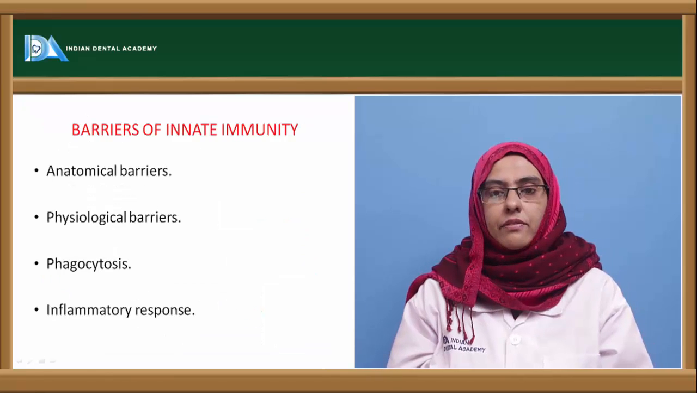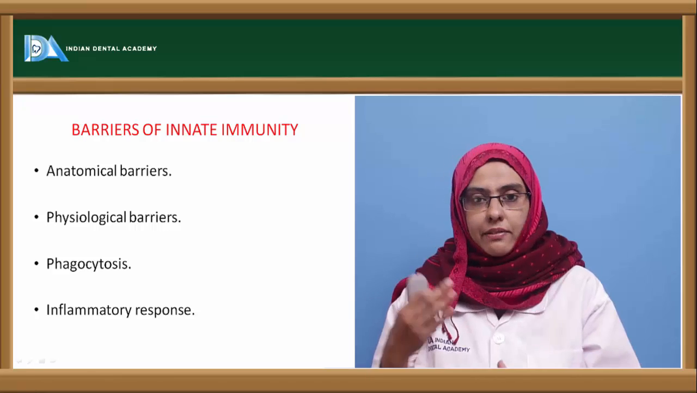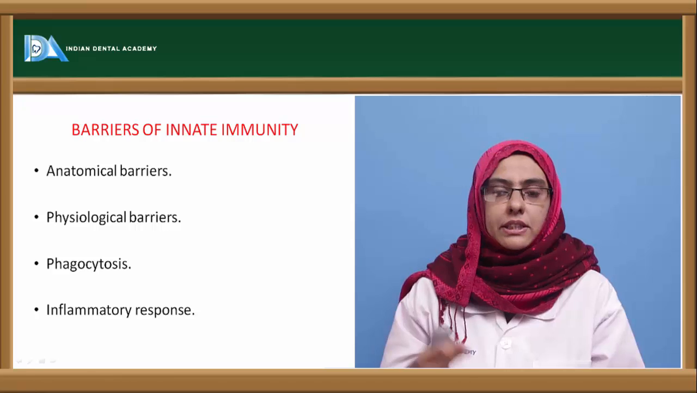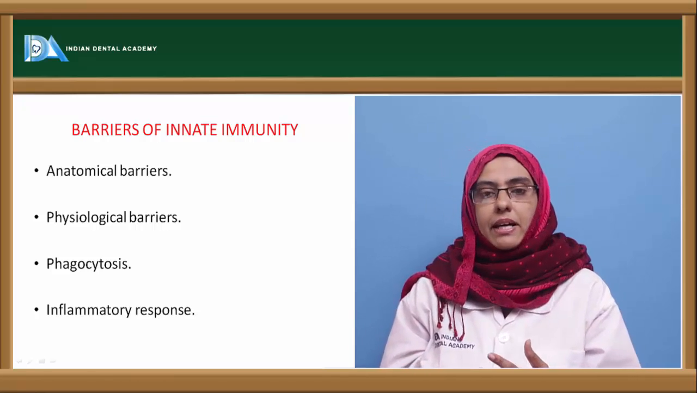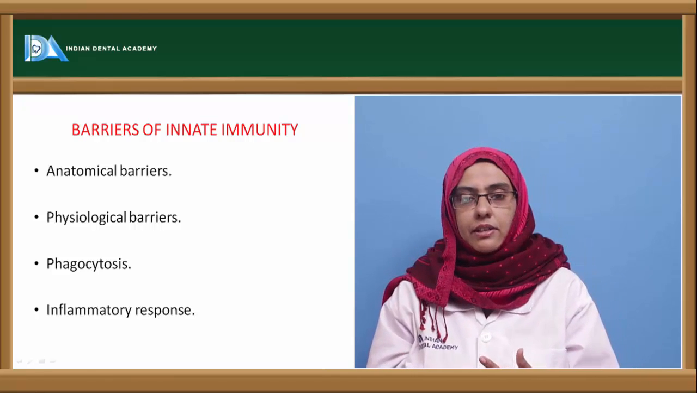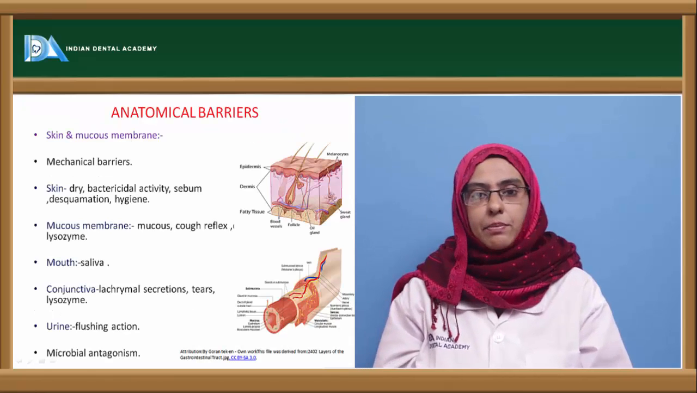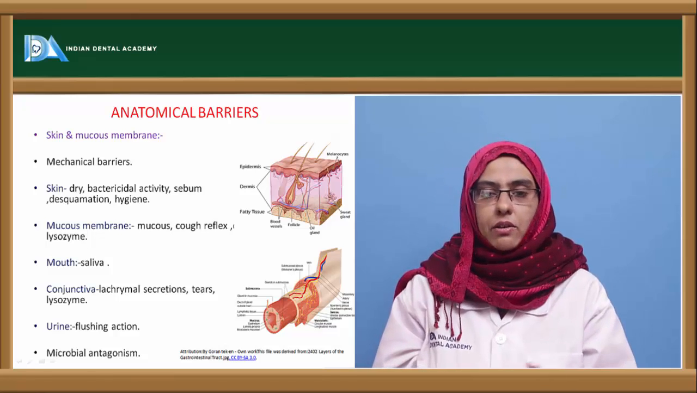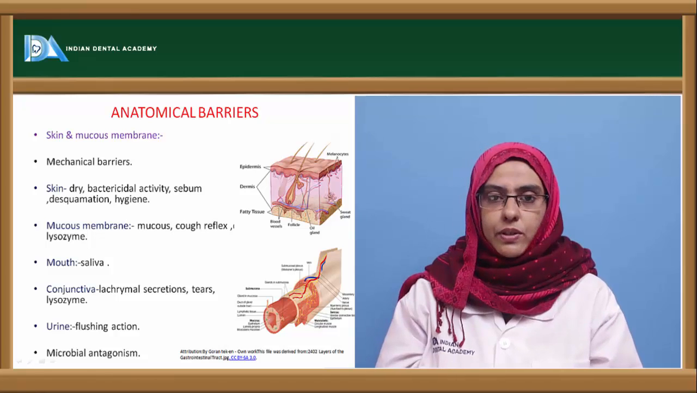Next we have the barriers of the innate immune system. The barriers of the innate immune system are divided into four that prevent the entry of organisms and prevent diseases in the human body. One is the anatomical barriers, second the physiological barriers, third the cellular immune factor, and fourth the inflammatory response. First I will deal with the anatomical barriers. The barriers that prevent the entry of the organism into the host to cause infection are called anatomical barriers. The best example of this is the skin and the mucous membrane.